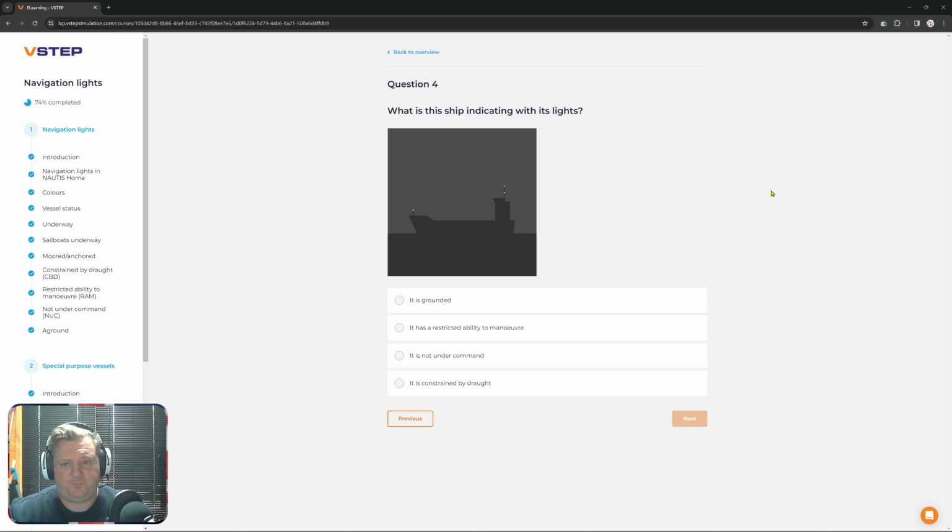So much to learn. What is this ship indicating with its lights? So it's got a red, white, red system going on. What does red, white, red mean?